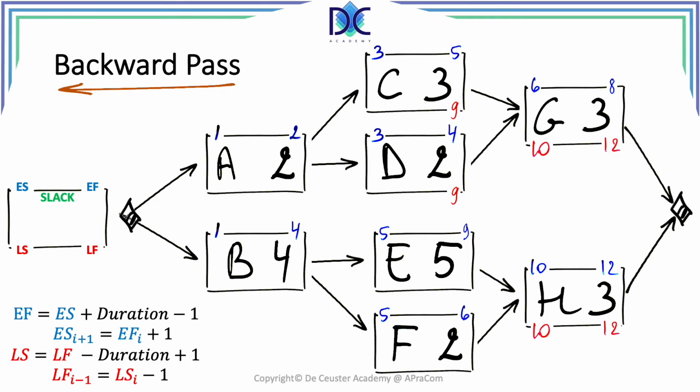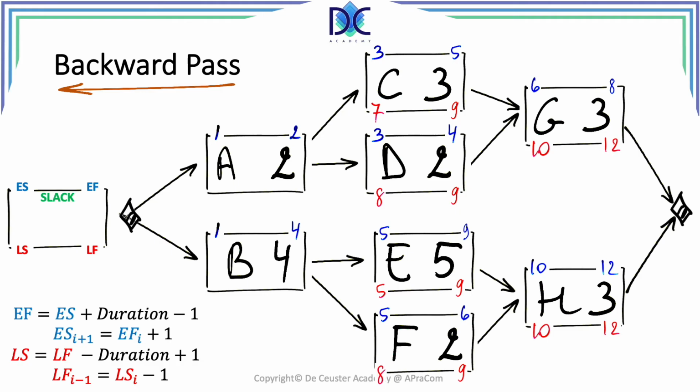We can find the late start of C using the formula 9 minus 3 plus 1, which is equal to 7, and do the same for activity D, which gives us 9 minus 2 plus 1 is equal to 8. The next step is to continue with E, which has a late finish equal to 10 minus 1 equal to 9, and a late start equal to 9 minus 5 plus 1 equal to 5. For F, we find a late finish of 9 and a late start of 8.